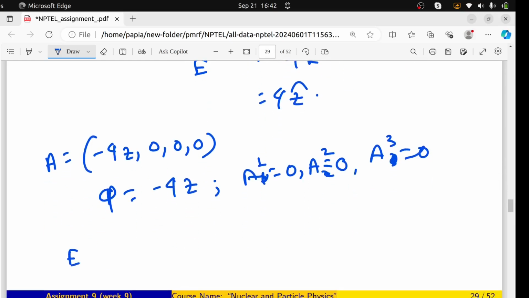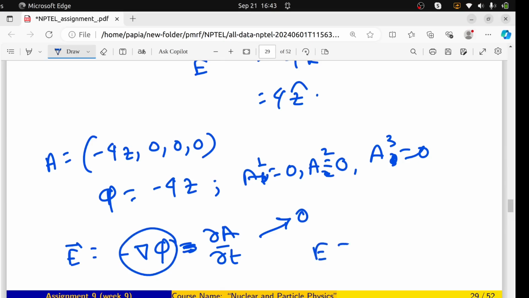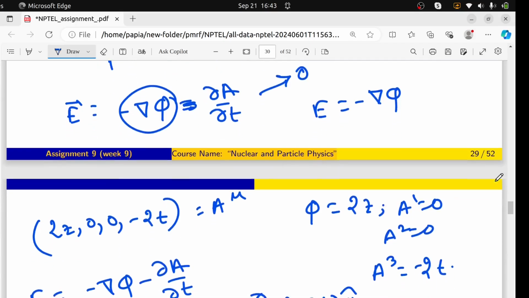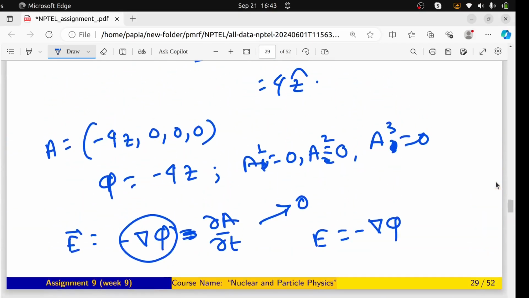What is the expression of E? Expression of E will be minus grad φ minus ∂A/∂t, and ∂A/∂t will give you 0 obviously because A1, A2, A3 all are 0. So only minus grad φ will be there. So E is minus grad φ. Now it will be minus ∂/∂z of minus 4z k cap. Now you can see it is 4 k cap.